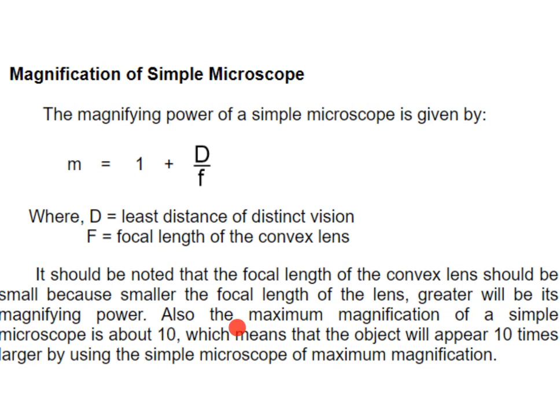Also, the maximum magnification of a simple microscope is about 10, which means that the object will appear 10 times larger by using the simple microscope of maximum magnification. So in this case, it is clear that if we place the object, then it will get 10 times larger by using the simple microscope of maximum magnification.